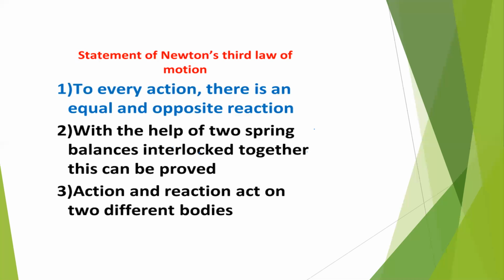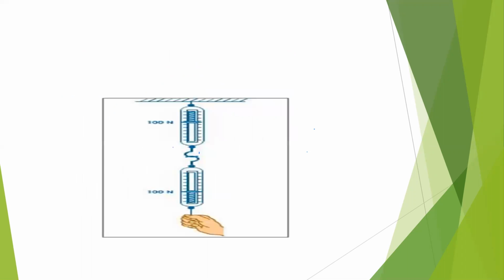With the help of two spring balances, which are interlocked together, this can be proved. That is, action and reaction are on two different bodies. Here you can see the figure. When you interlock two springs and apply force, what happens? You are stretching it. One spring is attached to the rigid support and the other spring is set free.